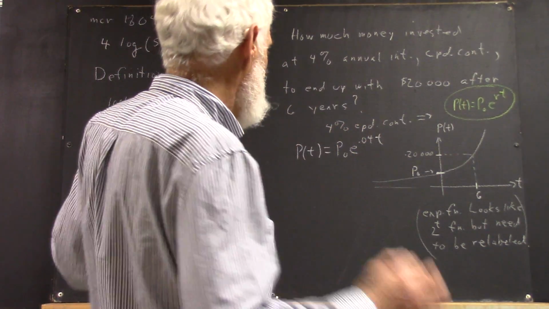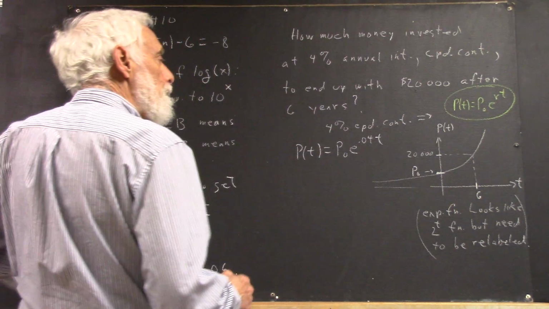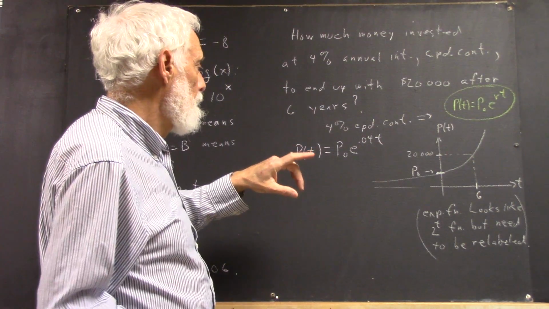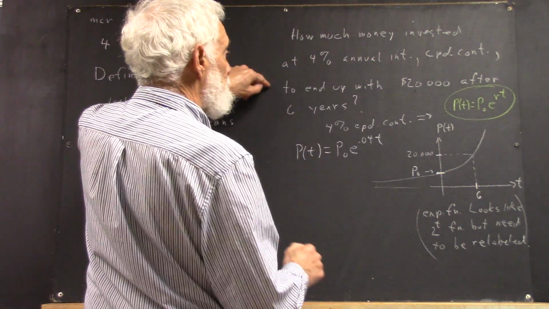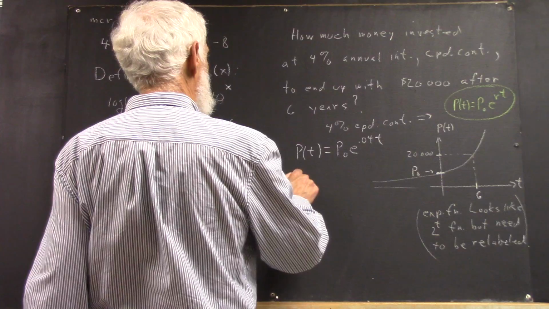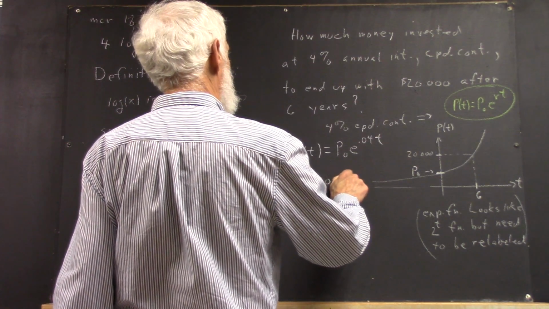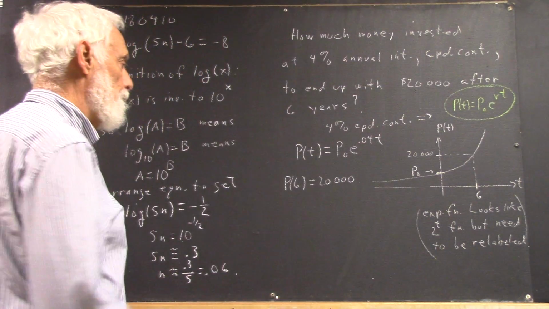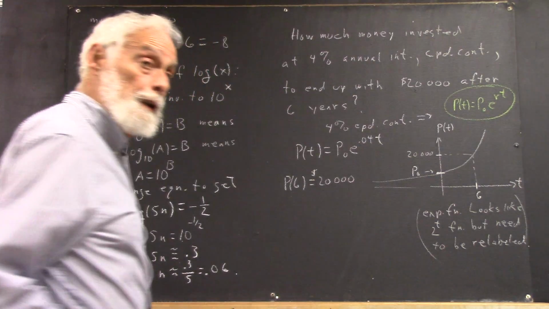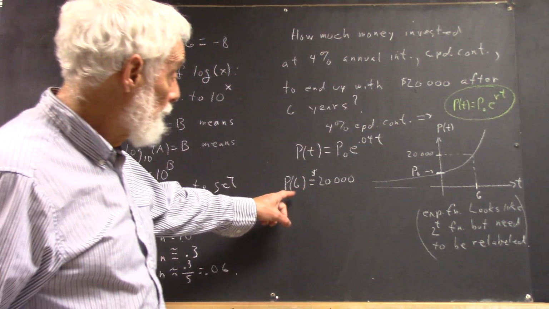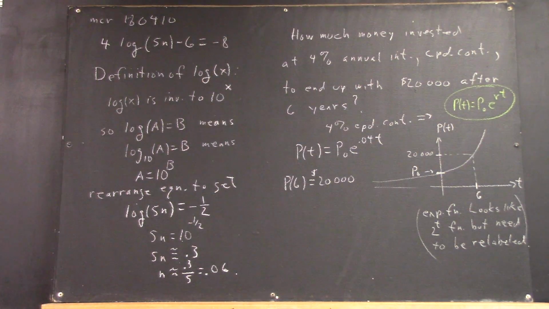Now, let's come back here and write the equation. The equation is just this. This says that we want P of 6 to equal $20,000. We know the time. Right? Does this make sense? Because this is really important. Just think about this for a minute and make sure it makes sense to you.